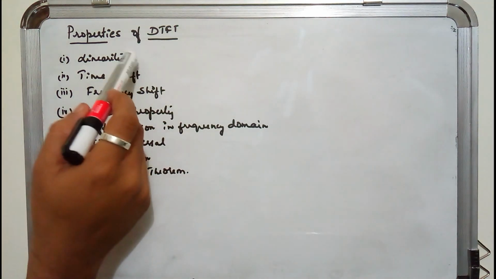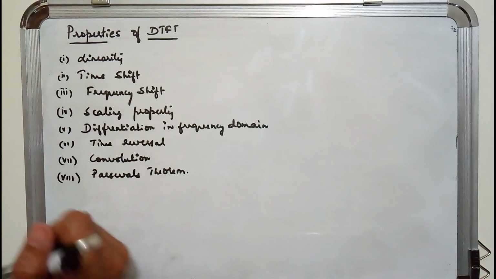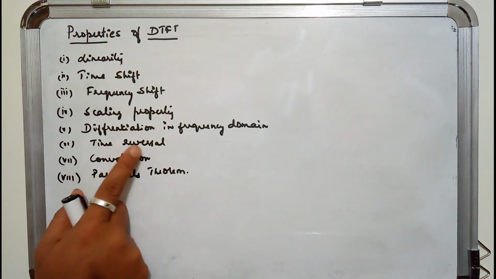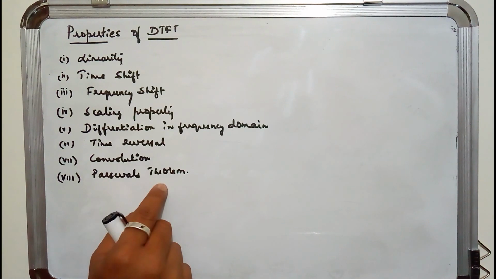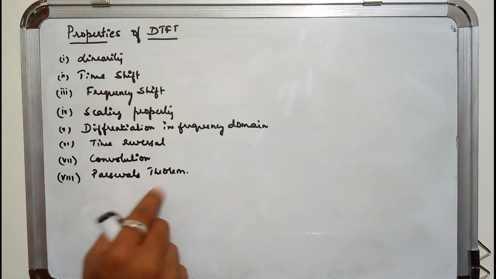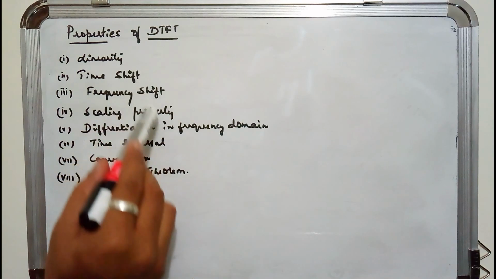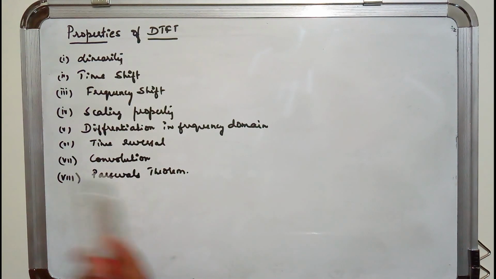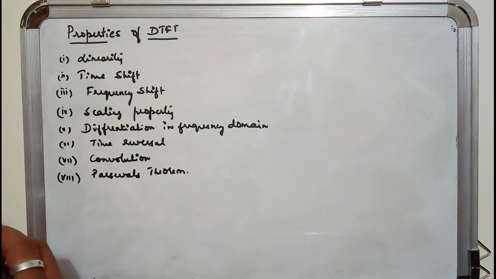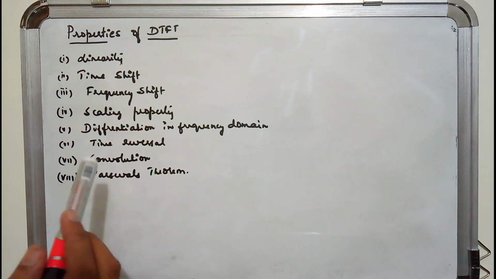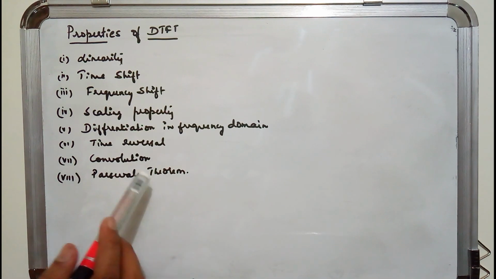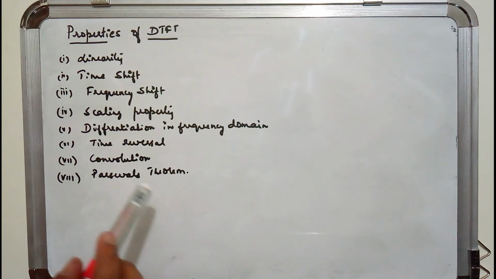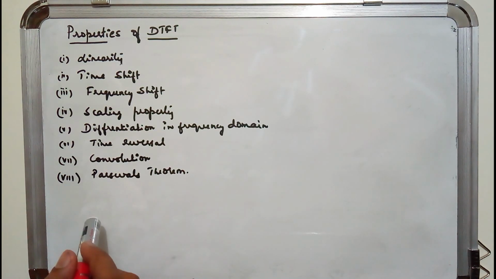So the properties are linearity, time shift, frequency shift, scaling property, differentiation in frequency domain, time reversal, convolution, and Parseval's theorem. And I suppose all the properties which are discussed here are the same compared to the properties of CTFT. Only the difference is that the fundamental equation, that is the analysis equation, of DTFT and CTFT are different.